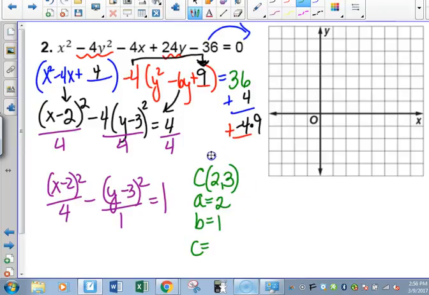We need C. We need foci. We need to know which way it opens. Anybody have any of that? Okay, C is the square root of 2 squared plus 1 squared, which would be square root of 5. I think I'm going to start drawing. 2, 3 is up here. Then what? Okay, which way does it open? Left and right, but do I go left and right 1 or 2? 2 and up and down 1.